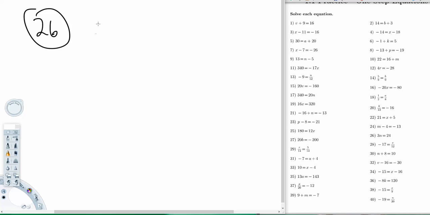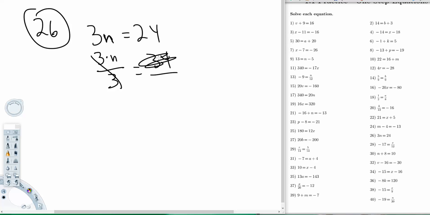26 now. Number 26. 3n equals 24. So 3n is really saying 3 times n. Well, we could divide by 3. That would cancel out. Equals 24. Oh, 24 divided by 3, and that's 8. So we have n equals 8.